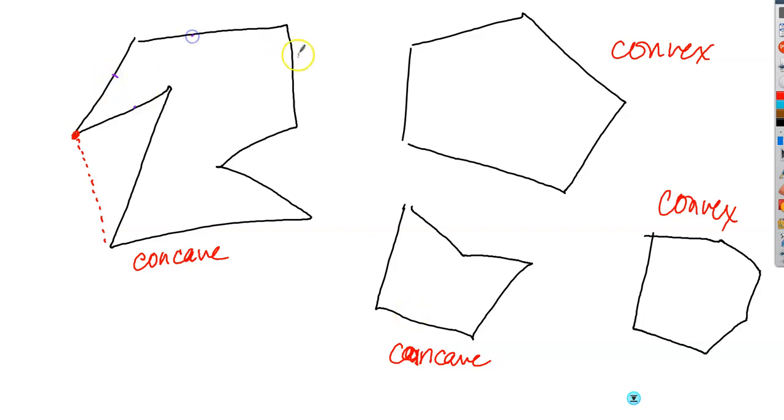1, 2, 3, 4, 5, 6, 7, 8. So this would be a concave octagon. This would be 1, 2, 3, 4, 5, a concave pentagon. 1, 2, 3, 4, 5, 6. This would be a convex hexagon. And 1, 2, 3, 4, 5, another pentagon, a convex pentagon.